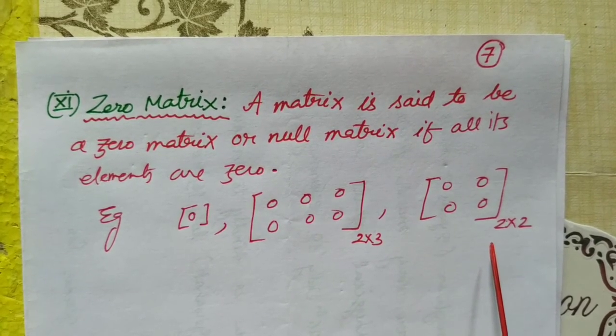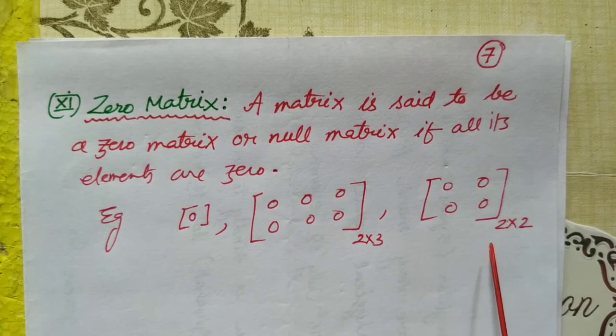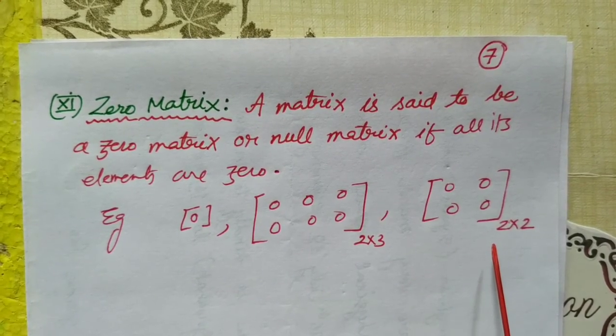So these are the 11 types of matrices that we have discussed. Hope you understood all of them. Thank you very much.